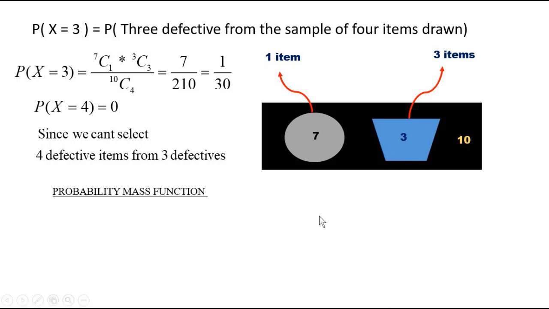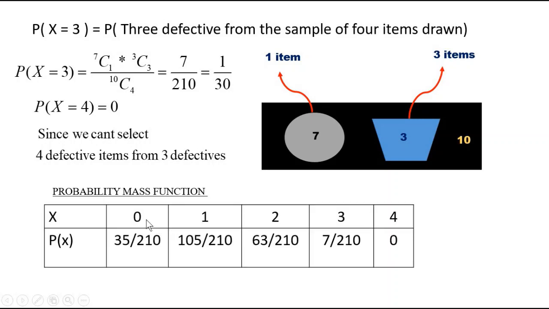Now let us construct the table. So we have written all the values of the random variable: 0, 1, 2, 3, 4. I have not yet simplified the values here, though the values shown earlier were simplified, because we have a common denominator. So I kept it as it is without simplifying, which will help me in finding the cumulative distribution function.